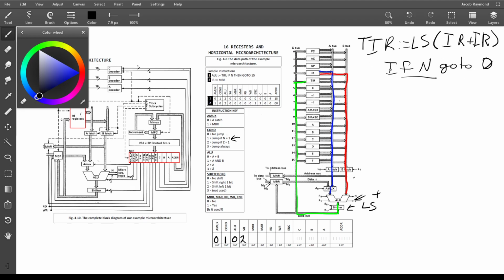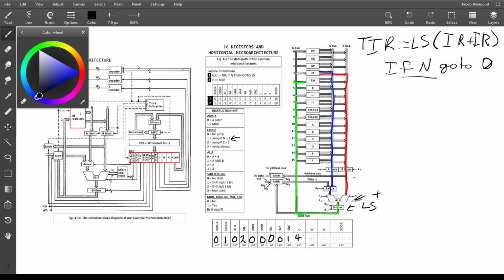MBR, well, we're not writing anything to the MBR. We're not writing anything to the MAR. We're not doing a read. We're not doing a write. However, we are writing to a register, right? Taking something up this C bus and into the TIR. So that means this enable C is going to have to be 1. So then C, well, what register are we writing to? We're writing to the TIR register. That's register number 4. So C is 4.